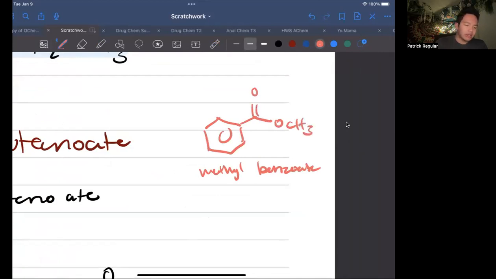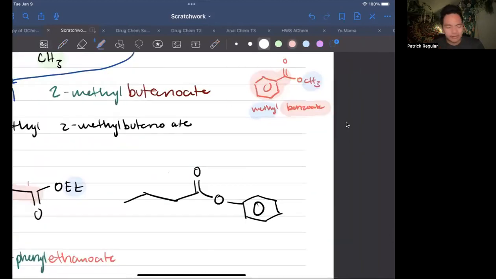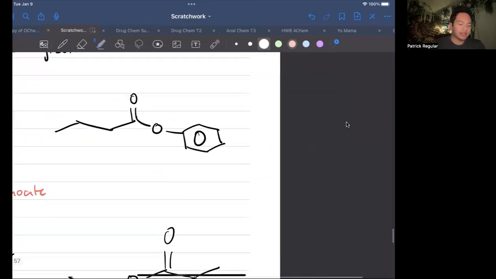Right? Look, you have your accessory group on that O terminus being a separate word, and your main chain right here is benzoate. Now, I think that's a common name. Don't fact check me. But this is stuff that you've seen before. Ethyl 2-phenyl-ethanoate.